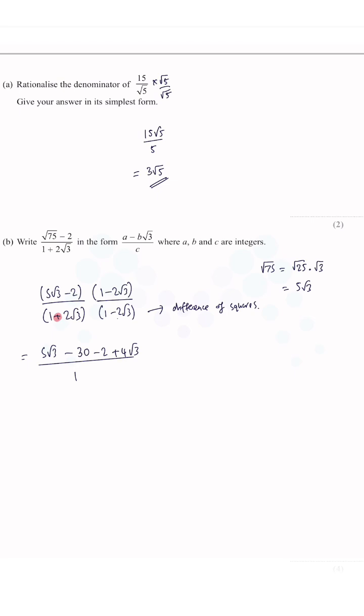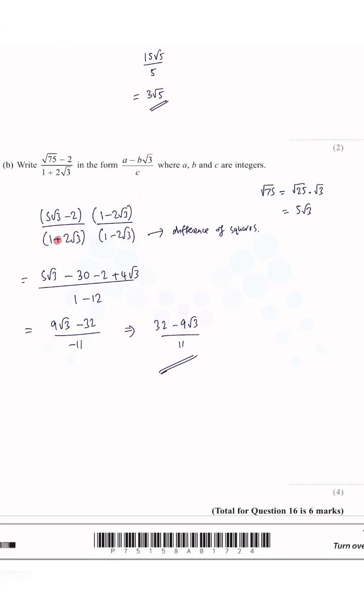And 2 root 3 times minus 2 root 3 gives you minus 4 times 3, which is minus 12. Collect the like terms, we've got 5 plus 4, which is 9, and that is your root 3. Minus 30 minus 2 is minus 32, divided by minus 11. Now, whenever I divide by a negative, I could just change the signs of the numerator. So if I change the sign of each of them, it becomes 32 minus 9 root 3 over 11, and that is my answer.